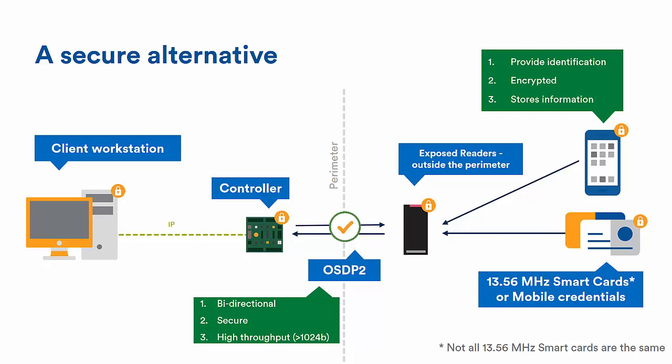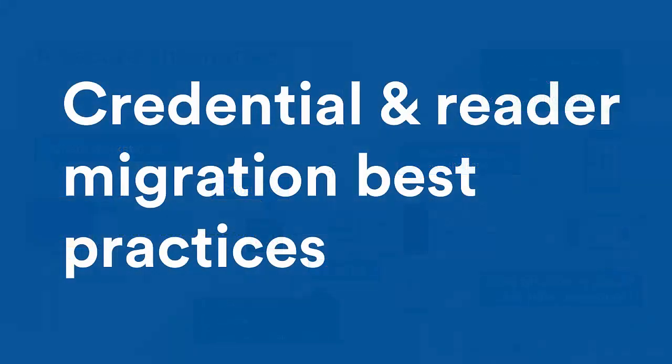OSDP version 2 is encrypted with AES 128-bit encryption, so the tapping vulnerability is eliminated. So now that you've recommended a secure alternative to your customers' cards and reader environment, let's look at some best practices for a migration. A card and reader migration can be tricky. Your customers will rely on you for their migration suggestions.